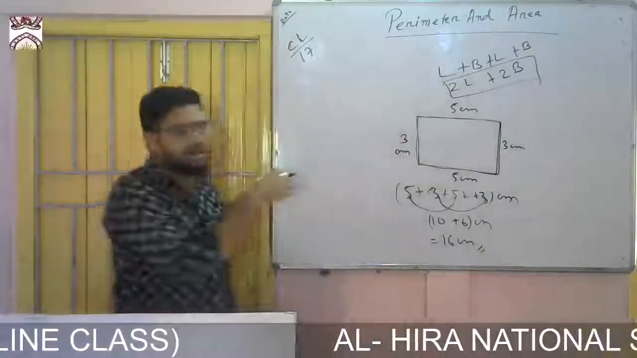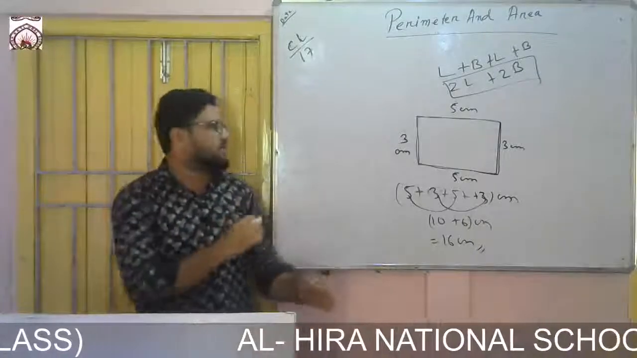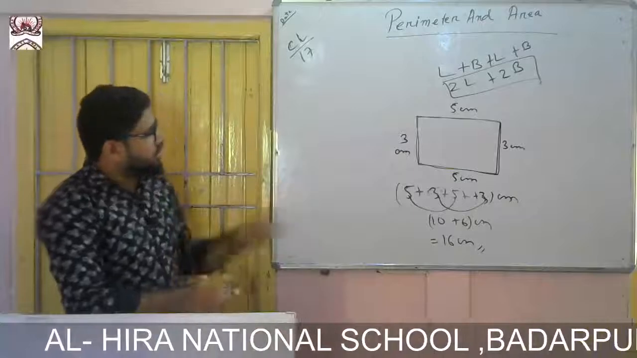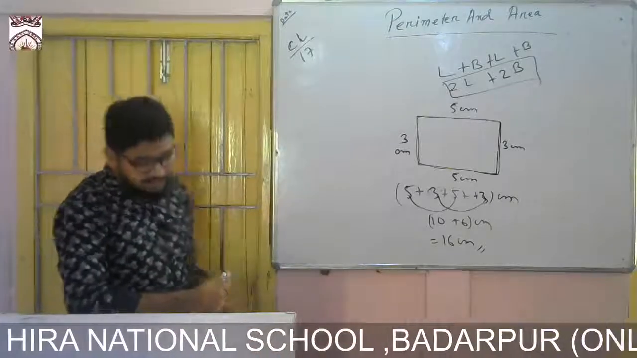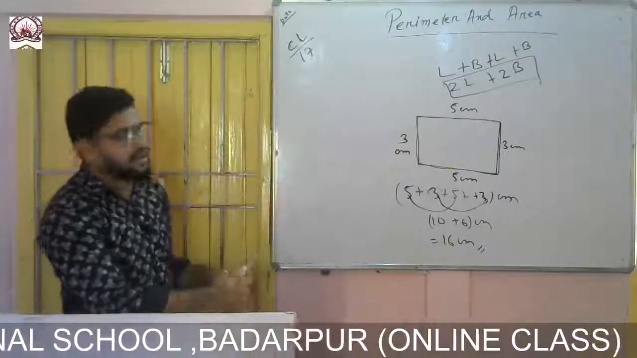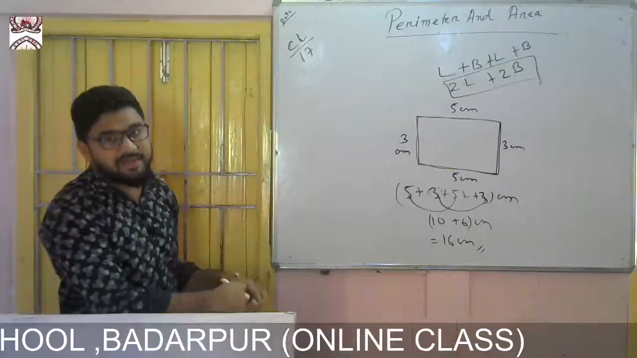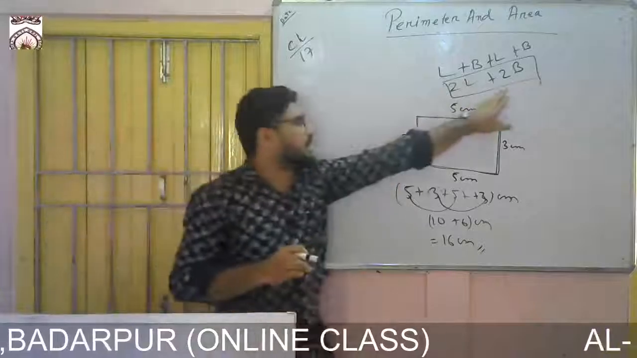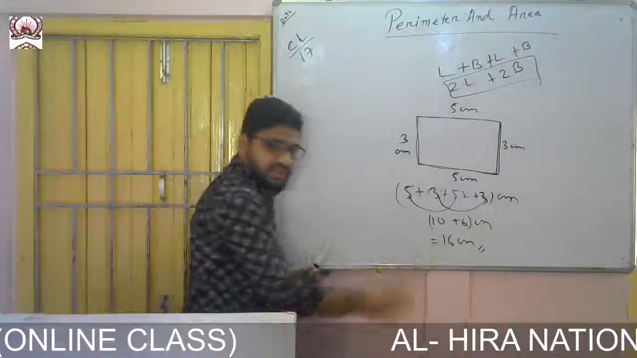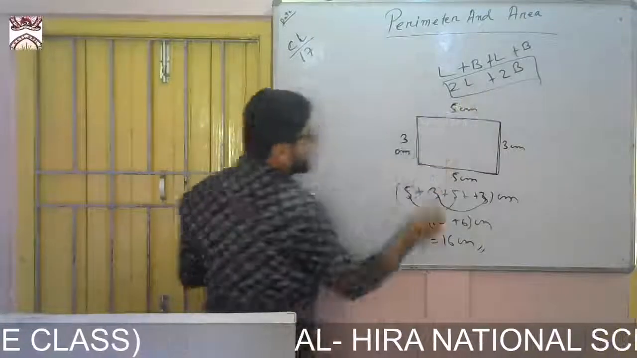This formula will be used in exercises. If I say find the perimeter of a rectangle, then use this formula. You see how we got 16. We can calculate from this also and get 16.